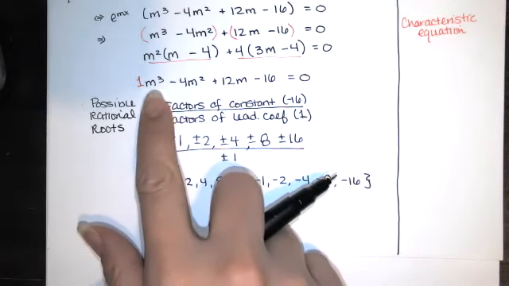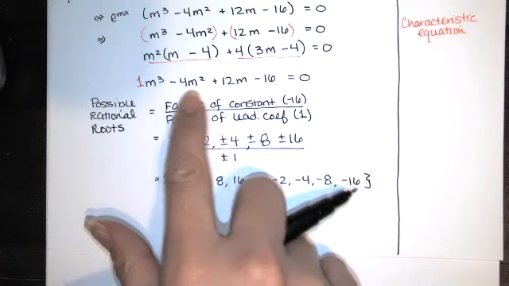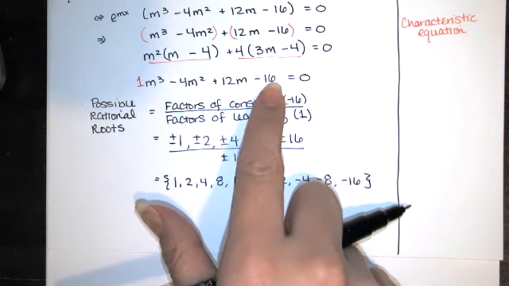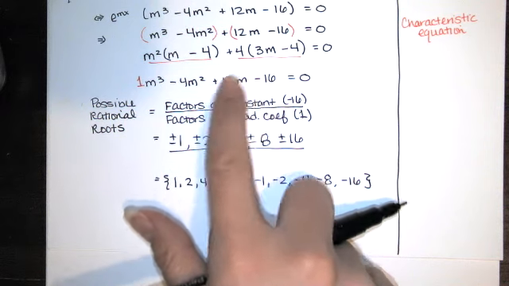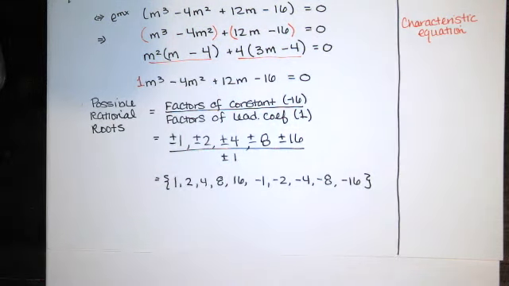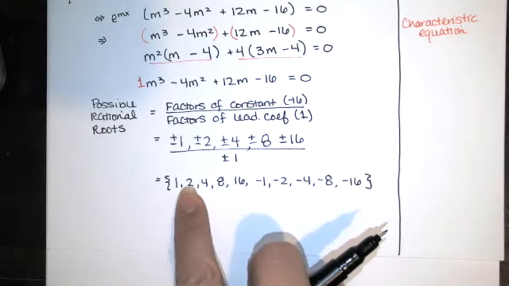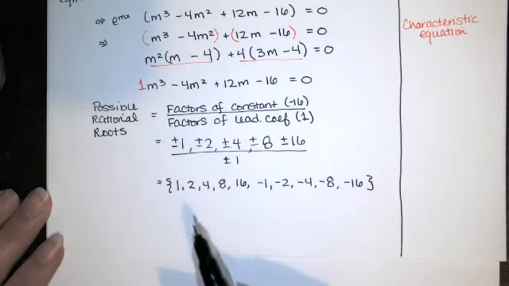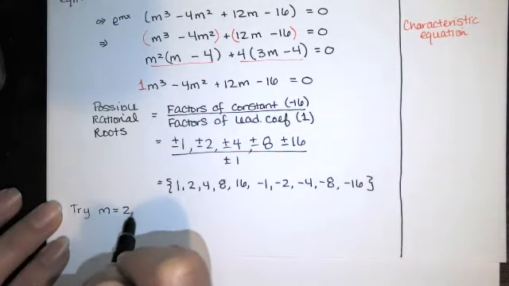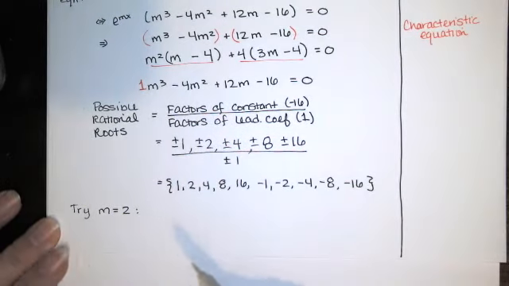M equals 1 I don't think will work. That'd be 1 minus 4 plus 12 minus 16. 12 minus 16 is negative 4. Negative 4 and negative 4 is negative 8 plus 1 is negative 7. So that's not going to work. But I wonder if m equals 2 will work. So I'm going to try m equals 2. I want to see if m equals 2 is a root of this polynomial.